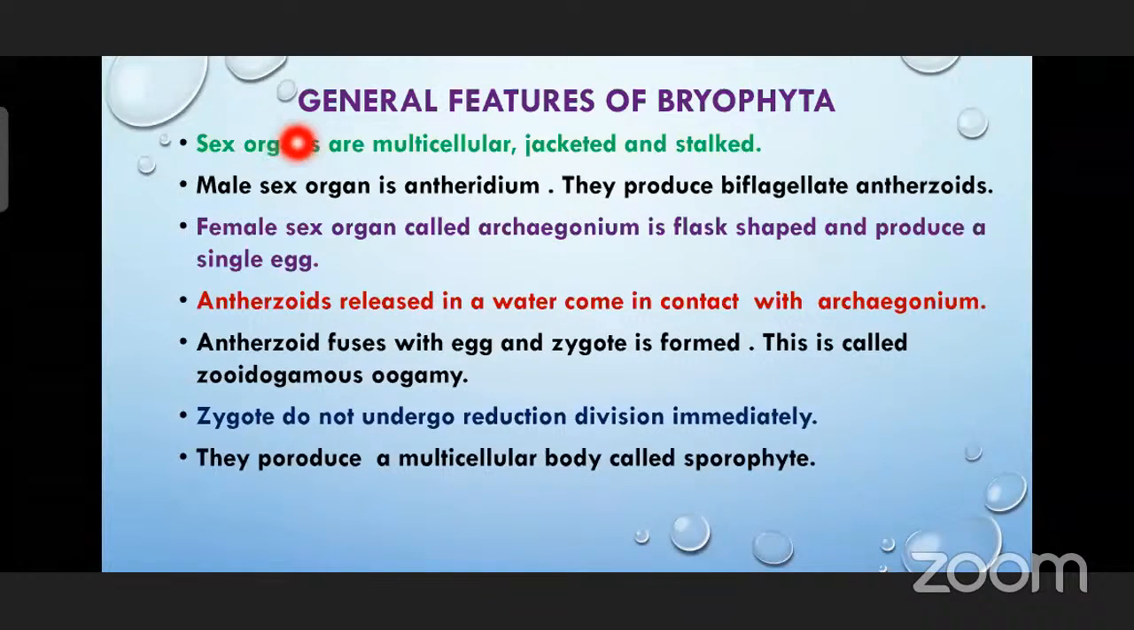So you have to remember that the gametophyte body of a bryophyte will have the male sex organ and female sex organ, producing male gamete and female gamete respectively, and these gametes fuse, forming the zygote. This zygote is going to develop into a multicellular body called the sporophyte. Only after the formation of the sporophyte does meiosis take place in the spore mother cells present in the sporophyte.